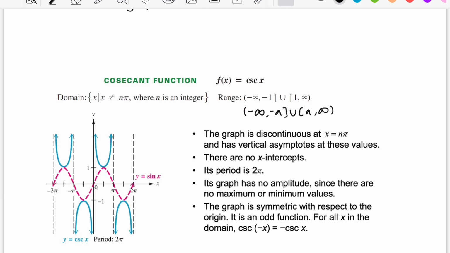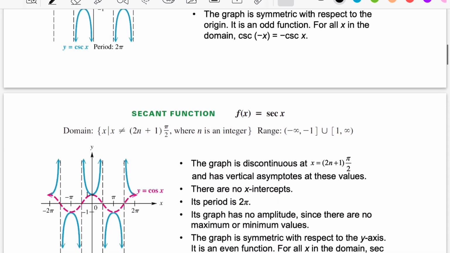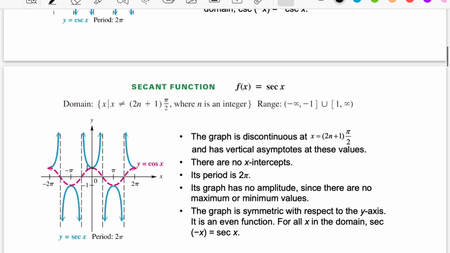All right. Similarly, we have the graph for our secant function here. We have our domain here and our range here. And similarly, our range is going to be given by this here. And we have our graph of our cosine x in pink, and then the graph of our secant function in blue here. And so again, we're going to be using our cosine function to graph our secant functions.